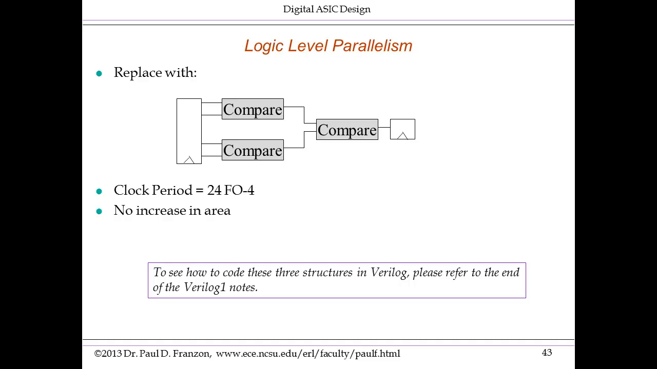However, it's also coded differently. Again, the most straightforward way of writing this code would not produce this design. Now the clock period is 24 FO4. We have no increase in area, and we have an increase in performance per unit area. And again, we're going to see how different the coding is for these three examples in a later set of notes.